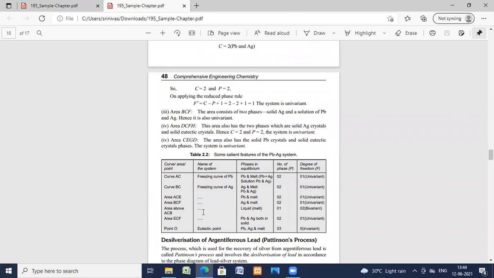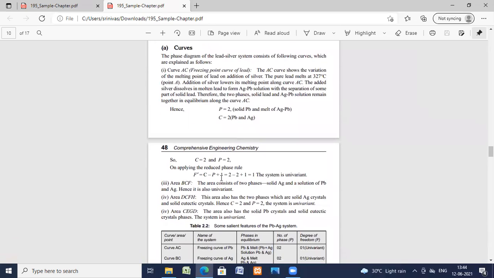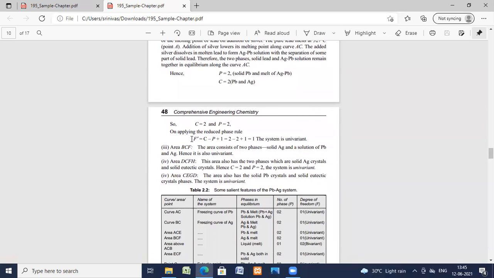Above area ACB, we are able to see complete liquid melt. Only liquid melt is there. So for the CS2, P is 1. F is equal to C minus P plus 1, where C is 2 and P is 1. Only liquid is there, so 2 minus 1 plus 1. So the area above ACB is the liquid melt.